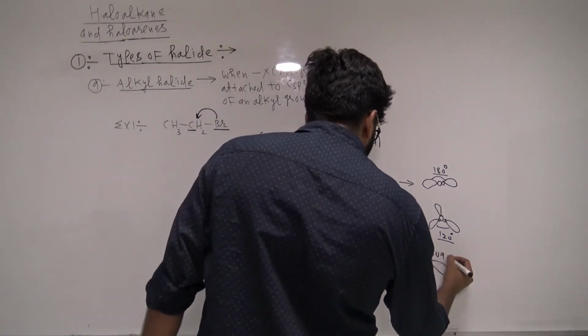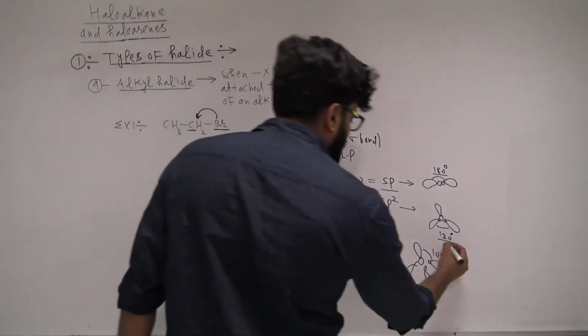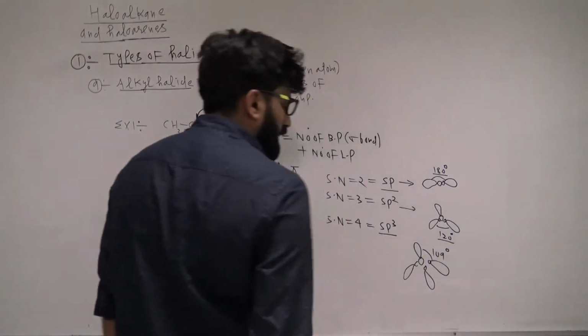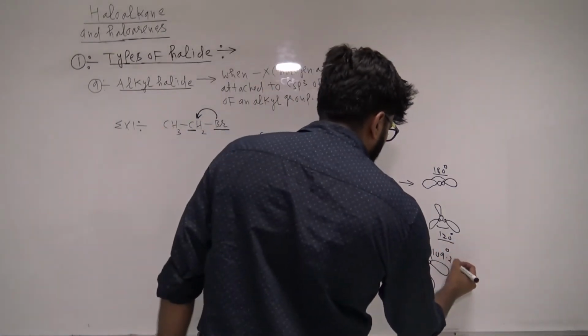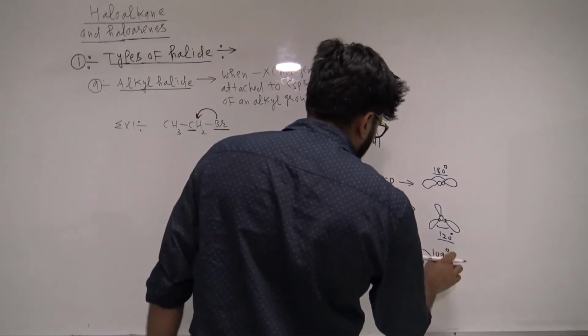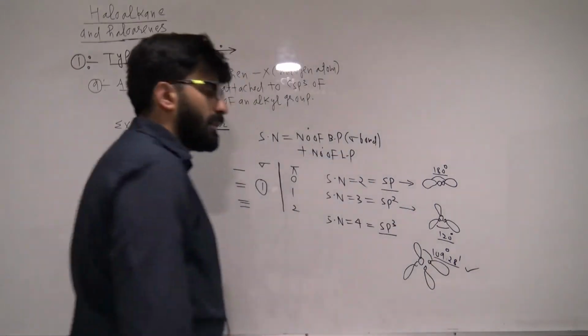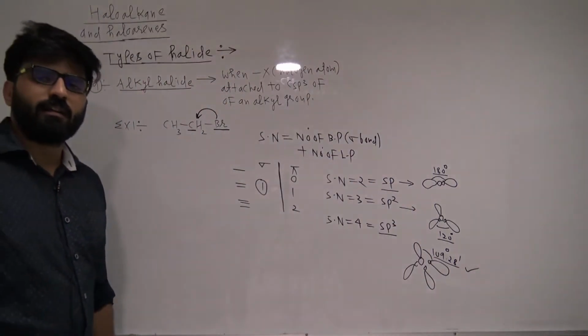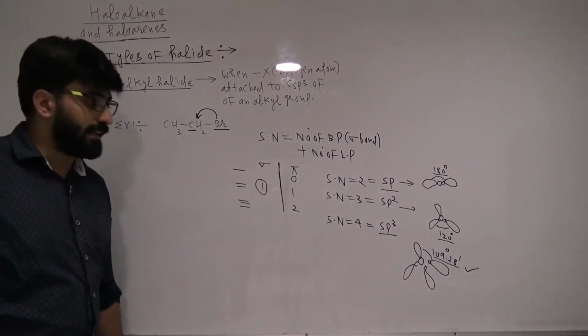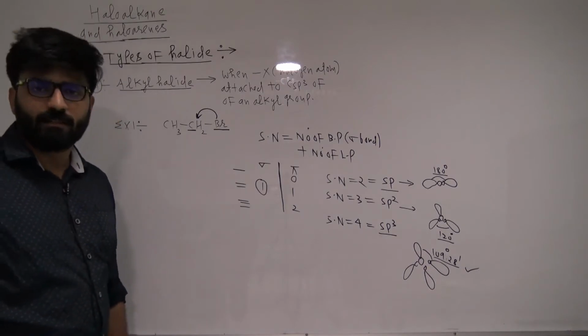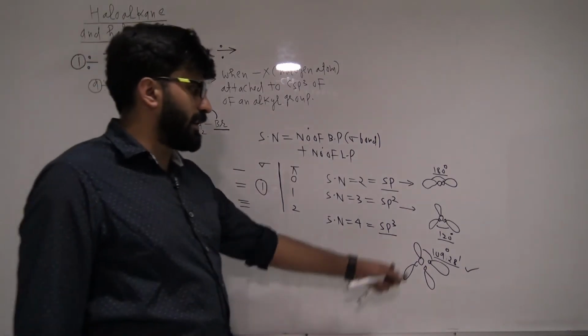109 degrees, 109 degrees and 28 minutes. This is the bond angle of tetrahedral. Okay, 109 degrees and 28 minutes. Clear? So this is the bond angle in tetrahedral, right?